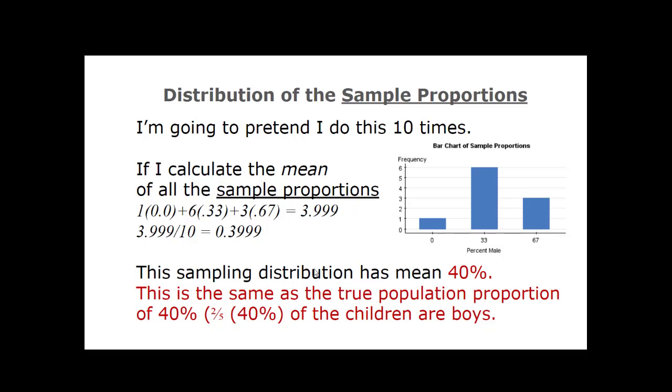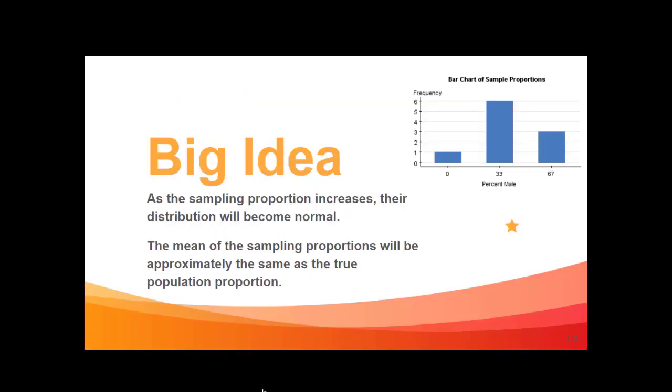The samples together, once I take the mean of those samples, it's 40%. And this is the same as the true population proportion, 40%. So the truth, when we looked at all the boys and girls, we knew that the truth was 40%. 2 out of the 5 children were boys. So that brings us to our first big idea.